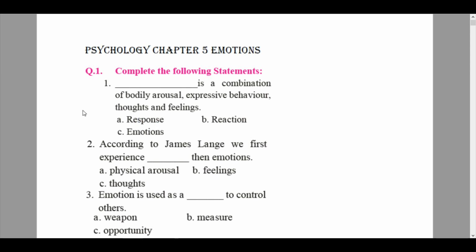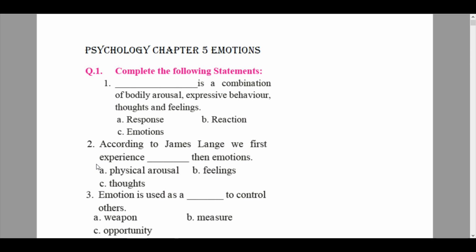Then we move forward to question number 2. According to James Lange, we first experience dash then emotions. So this was physical arousal. According to what James Lange told us, we first experience physical arousal then emotions. You'll find this explanation in our second video for emotions. The link has been mentioned in the description. So option A, physical arousal, is correct for our question number 2.